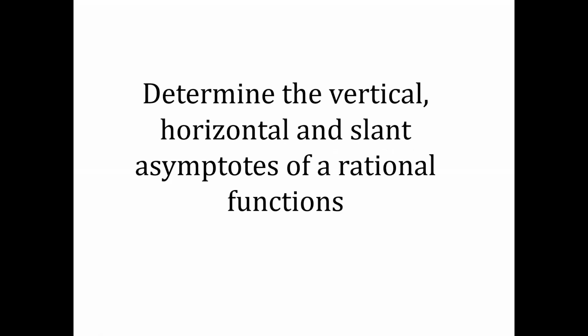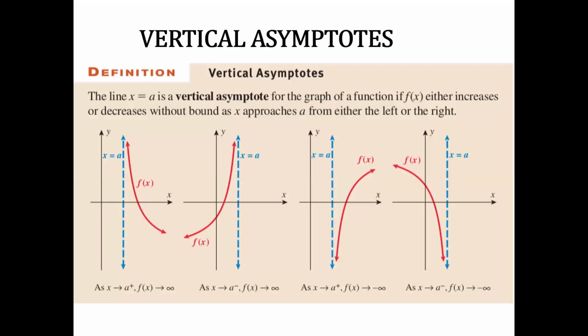So what is an asymptote? An asymptote is a line that your graph will closely approach, but it will not intersect or cross that particular line. So we have what we call the vertical asymptote. So you have the definition of the vertical asymptote.